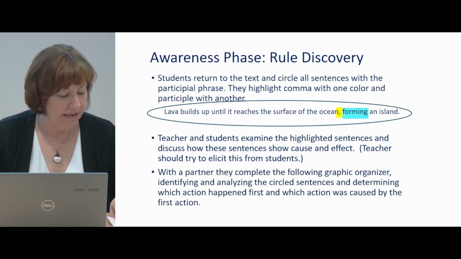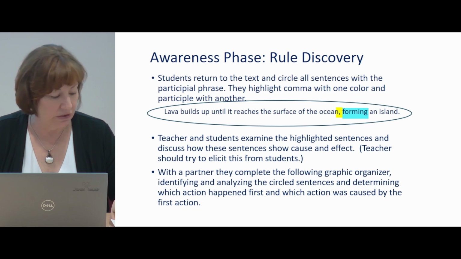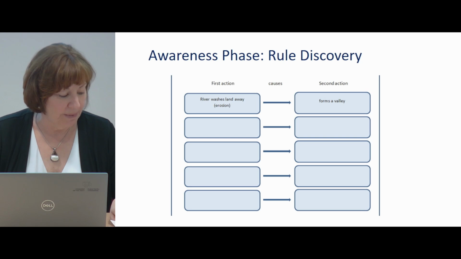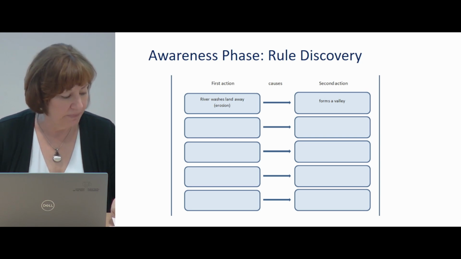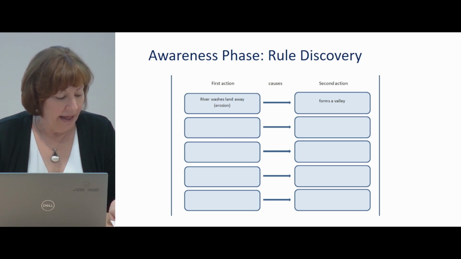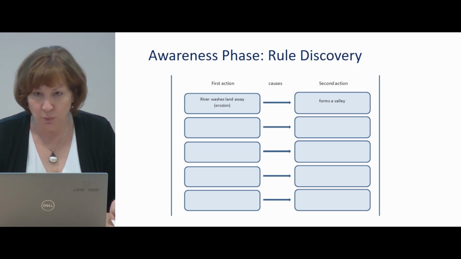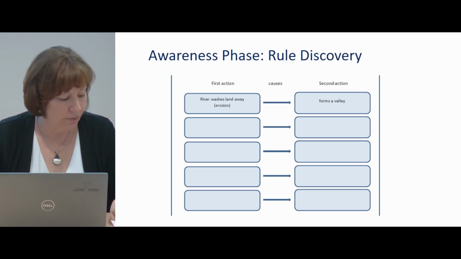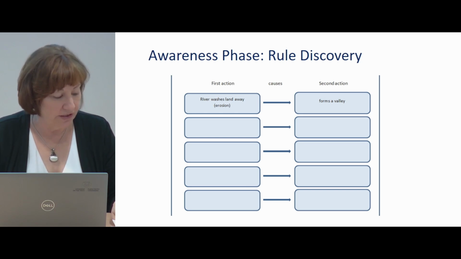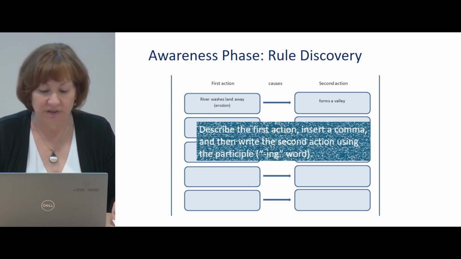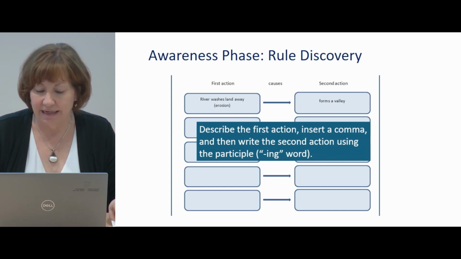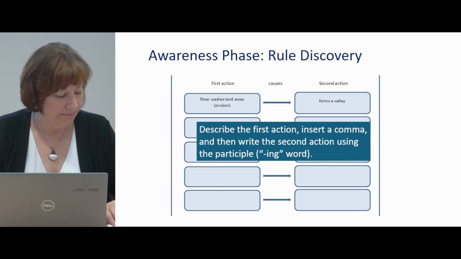Then with a partner, they complete the following graphic organizer, analyzing these circled sentences. Here's the graphic organizer, and you can see students are prompted to put a verb in the second box, not just the name of the landform. The teacher guides students in an inductive rule discovery activity, asking students to describe the purpose and rules of the participial phrase once they've finished this graphic organizer. The teacher writes ideas and rules on the board and asks questions and gives prompts until students are able to come up with a student-friendly rule: describe the first action, insert a comma, and then write the second action using the participle, or the ing word.